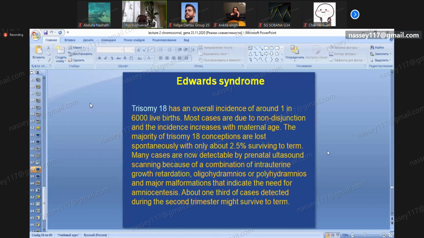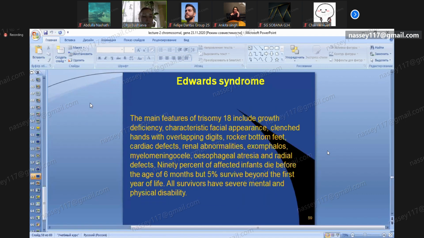Many cases are now detectable by prenatal ultrasound scanning because of a combination of intrauterine growth retardation, oligohydramnios or polyhydramnios, and major malformations that indicate the need for amniocentesis. About 1/3 of cases detected during the second trimester might survive to term.